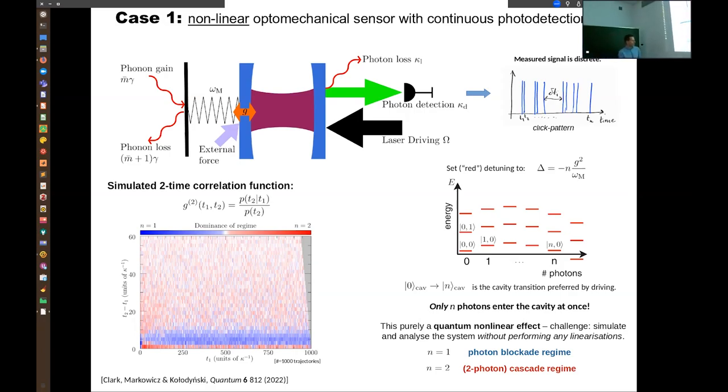So let me say once more. You see there's a slight red stripe at the bottom. That means that in the two-photon cascade regime, indeed, if I see one photon at t1, there's very high probability I'll see another one. On the other hand, if I'm in a blockade regime, there's a blue stripe here. It means that if I've seen one photon, there's no quick photon outside, and only some time later there's another one. Right. So everything is consistent.